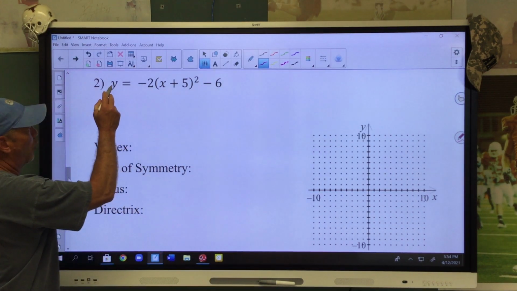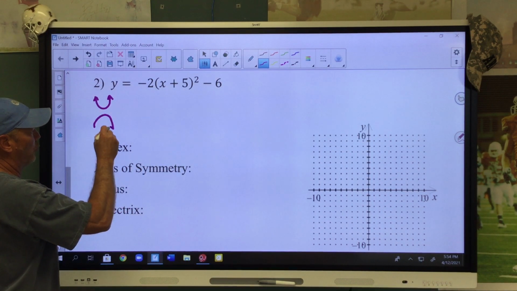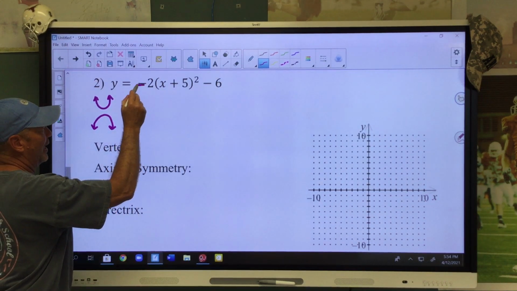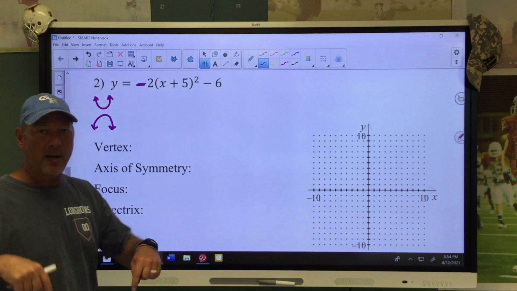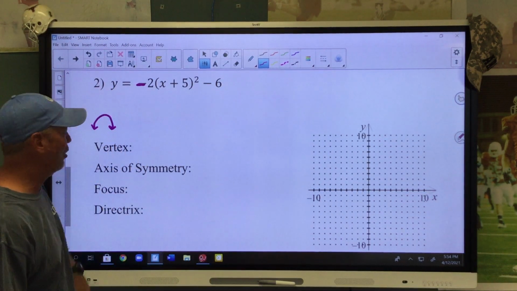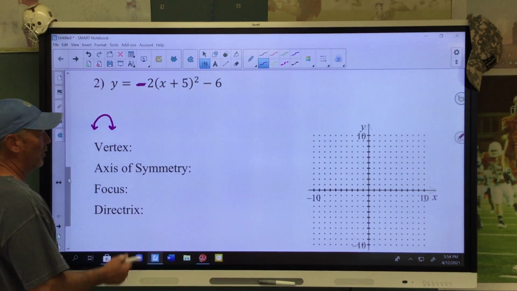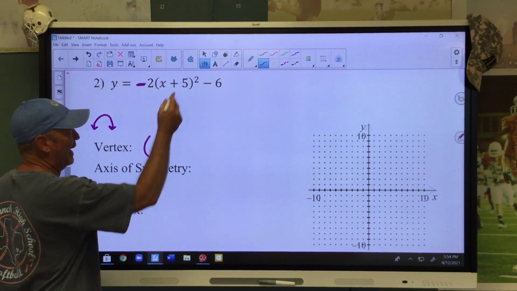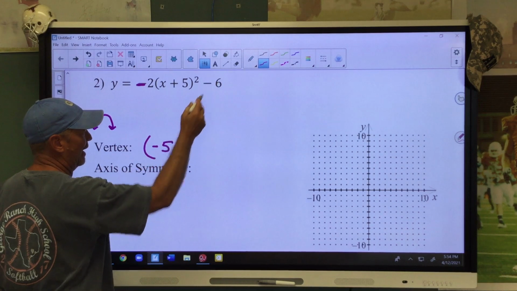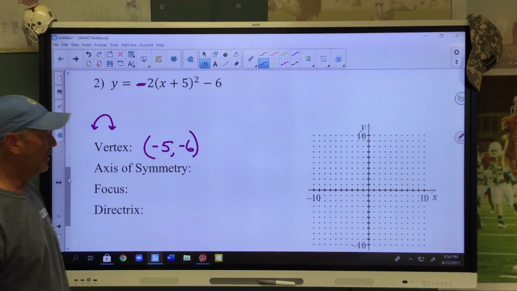Well, we know that this is y equals, so we know we're going to open up or down. In this case, because there's a negative in front, I know my graph is going to open downward, okay? So we're going to erase that. We know it's going to open downward. So find my vertex. My h value is going to be negative 5. My k value is going to be a negative 6. There is the vertex.